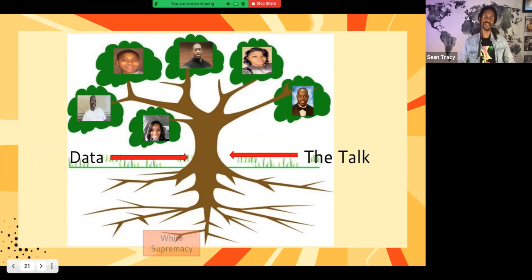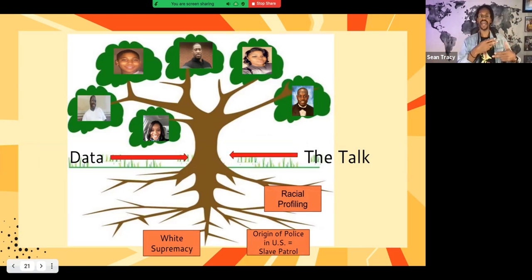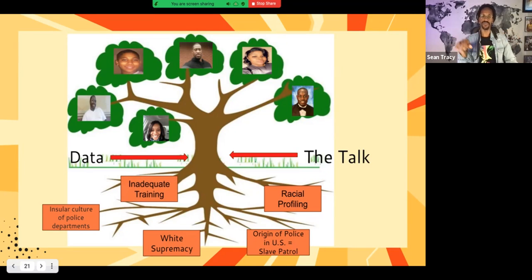We bring in the data. We really look at analyzing why this pattern is happening, where it is happening, and to whom it's happening. Then that's when we start to see the root, and we talk about the different roots. In many instances, these roots are overlapping. They intersect, they work with one another.